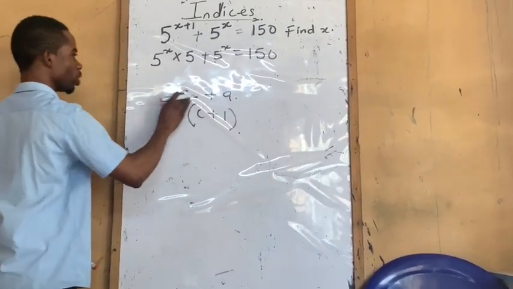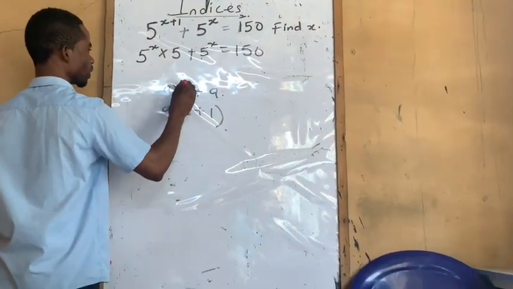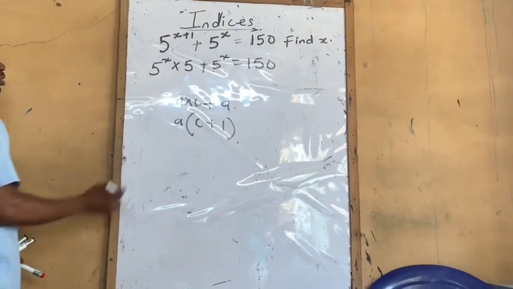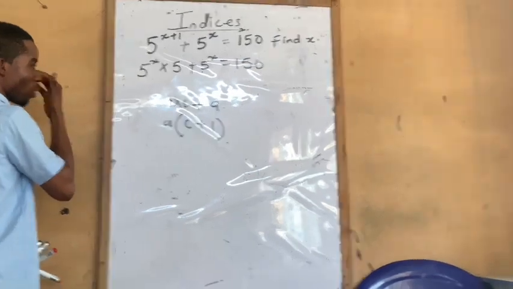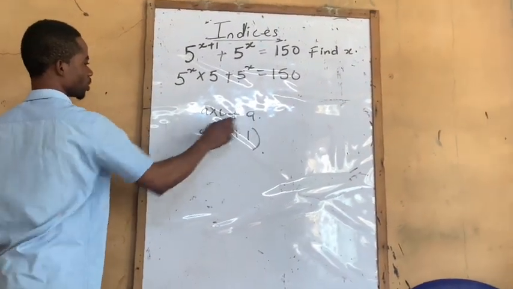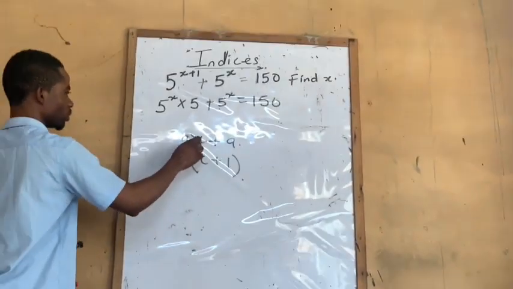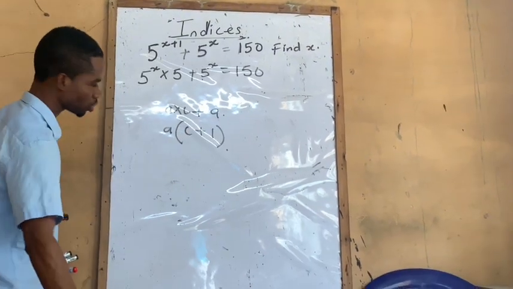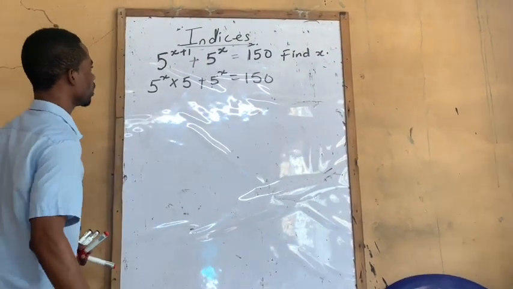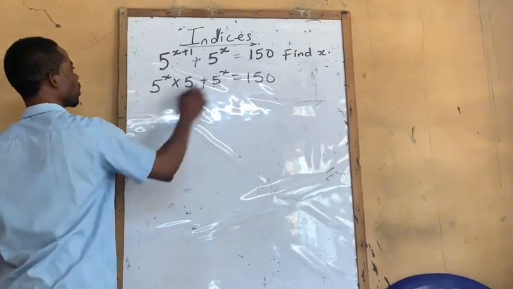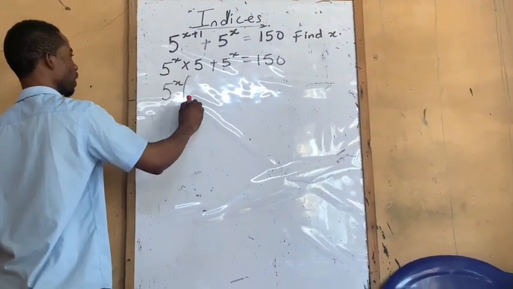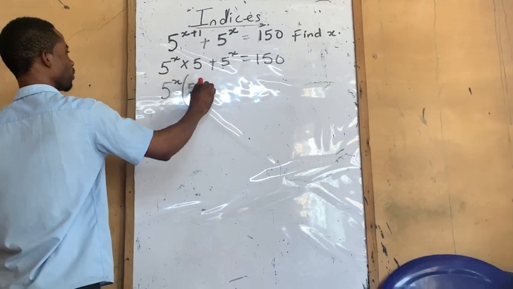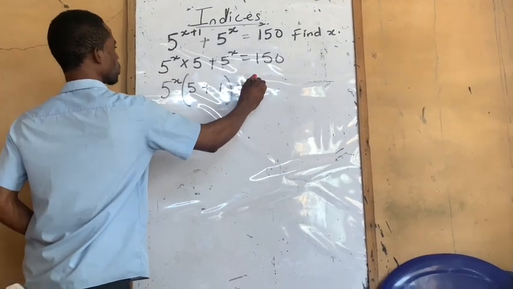Because this AC also means A times C. And when you factorize it, because A is common, it is A times C plus A times 1. So what you now do, that means 5 raised to power x is common to both sides. So I can just say 5 raised to power x into brackets 5 plus 1 equals 150.